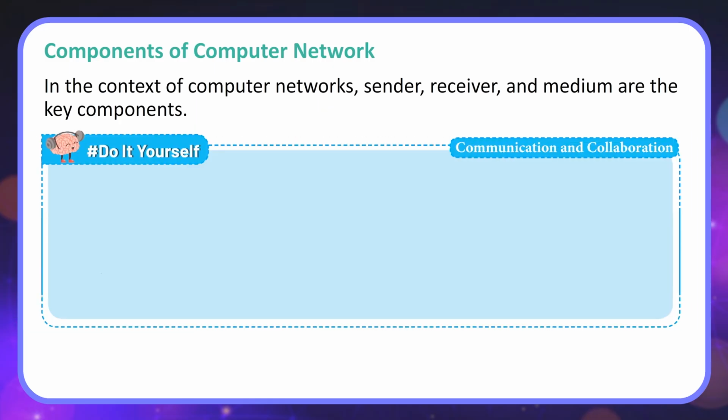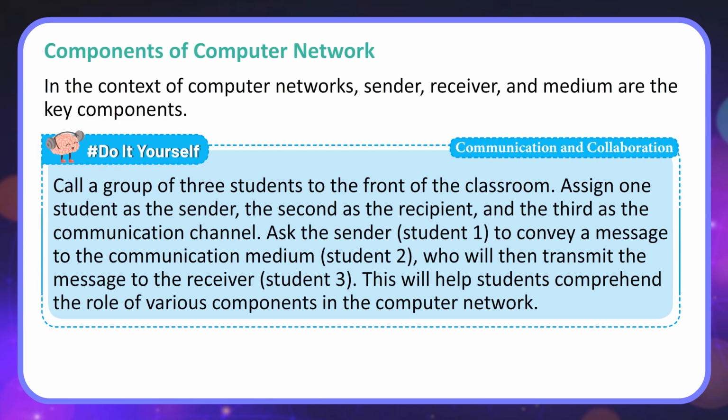Do-it-yourself communication and collaboration. Call a group of 3 students to the front of the classroom. Assign one student as the sender, the second as the recipient, and the third as the communication channel. Ask the sender, Student 1, to convey a message to the communication medium, Student 2, who will then transmit the message to the receiver, Student 3. This will help students comprehend the role of various components in the computer network.